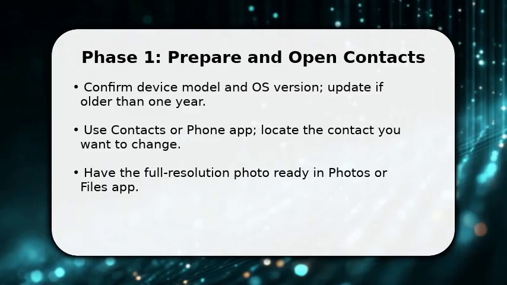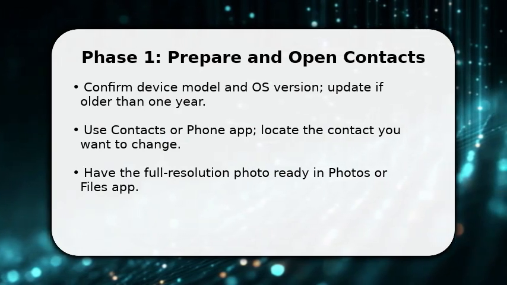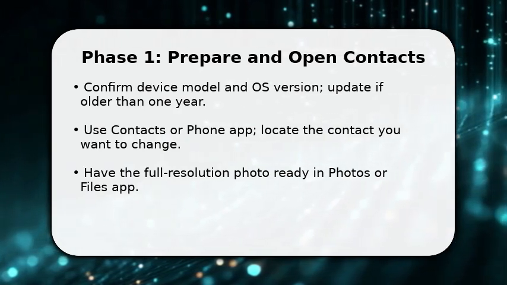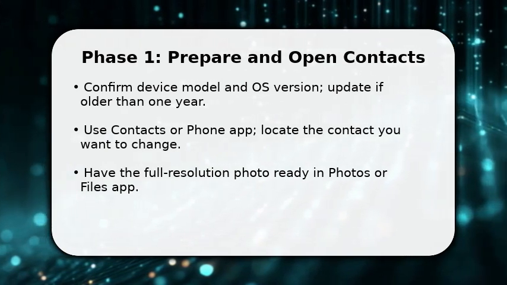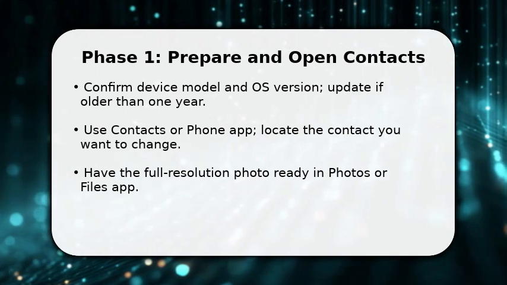You start by confirming your phone model and OS settings match. This avoids missing features. Next, open the Contacts or Phone app and find the contact you'll change. Once located, tap Edit immediately.